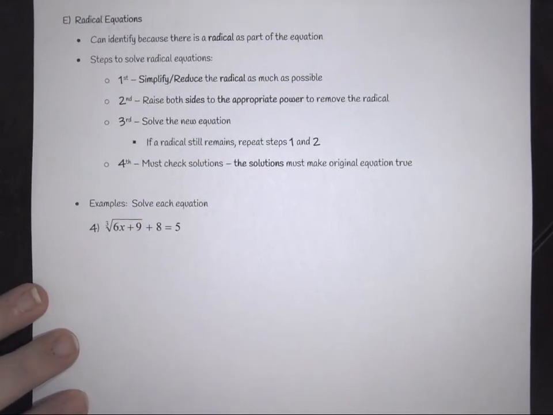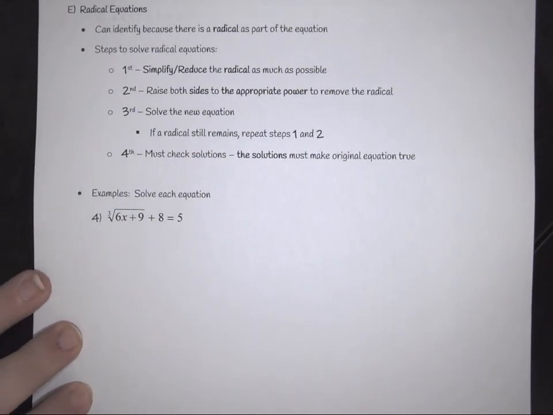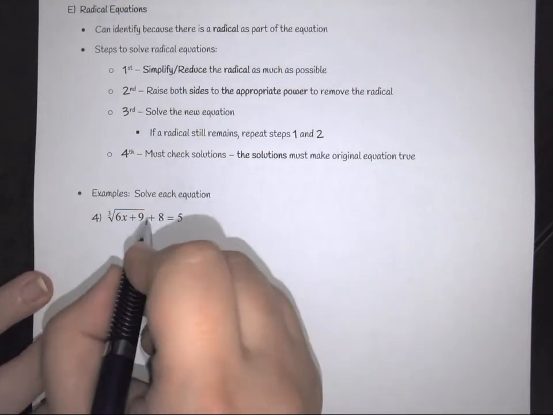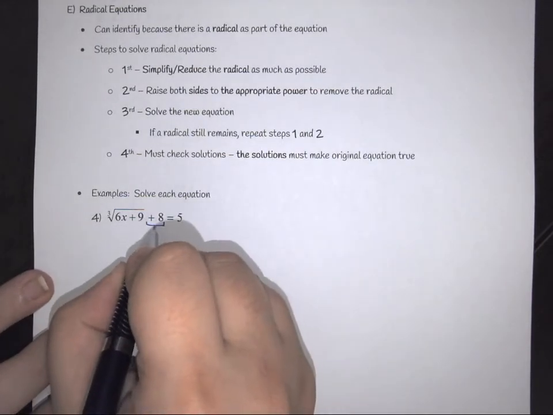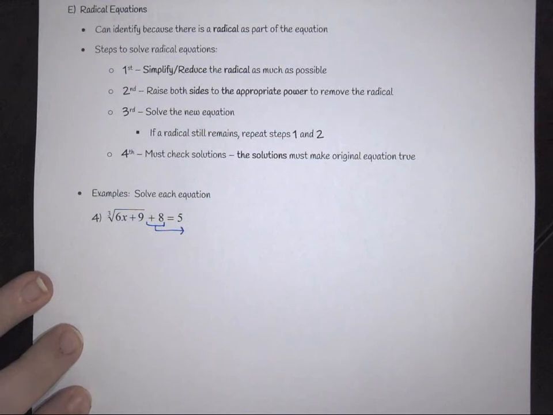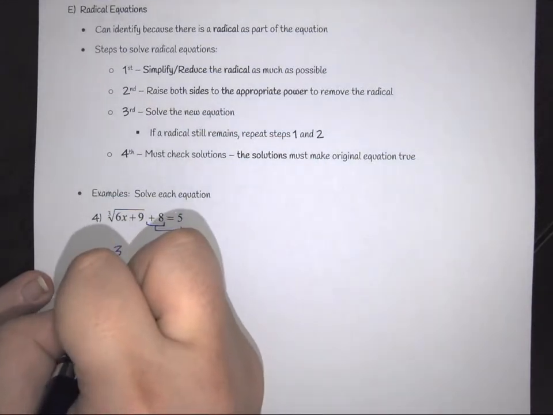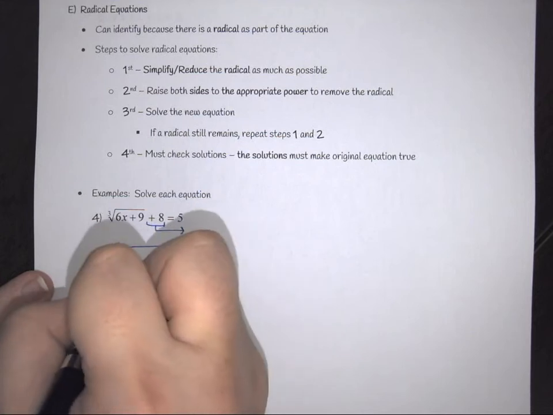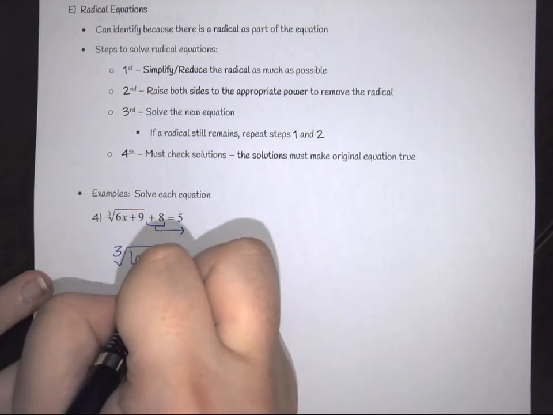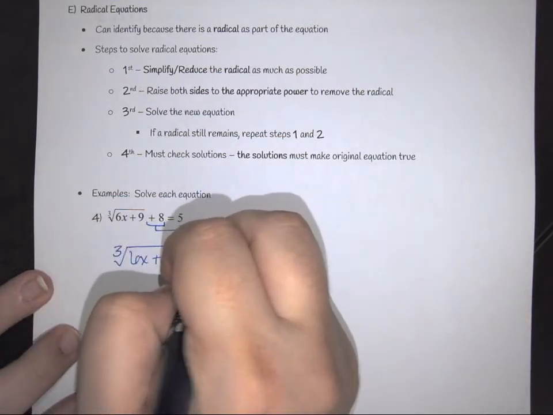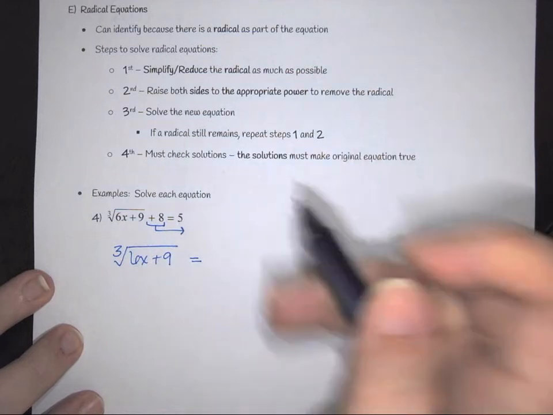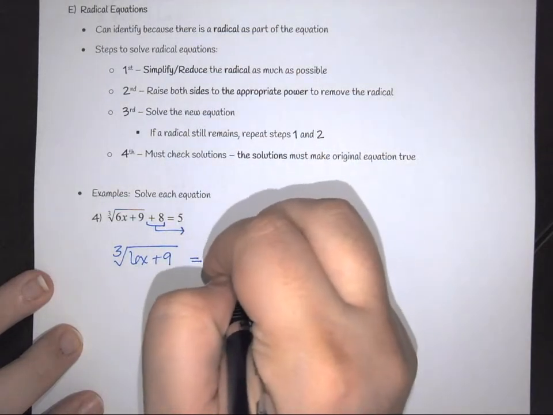So before you even get to working with your radical, you have to move any outside piece to the other side of your equation. So here, this would leave behind my cubed root of 6x plus 9, and I would set it equal to 5 minus 8, which is a negative 3.